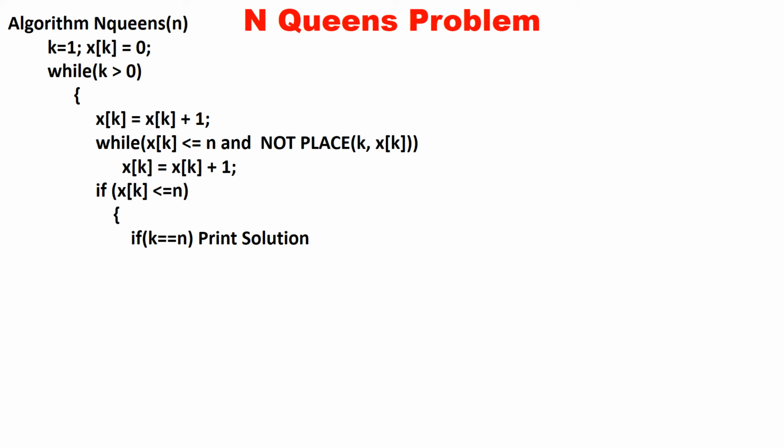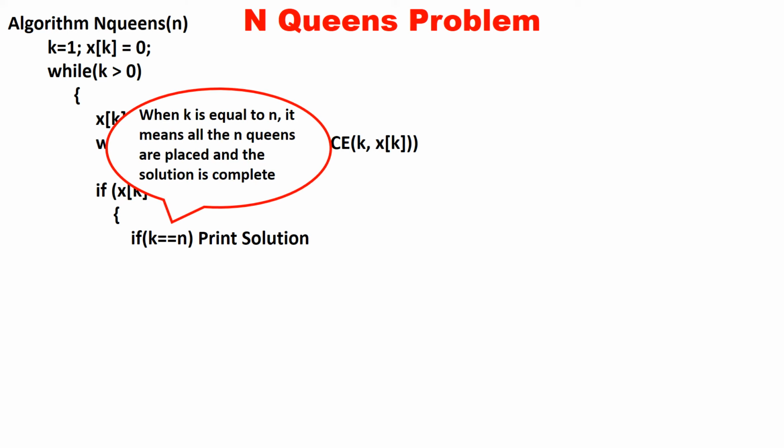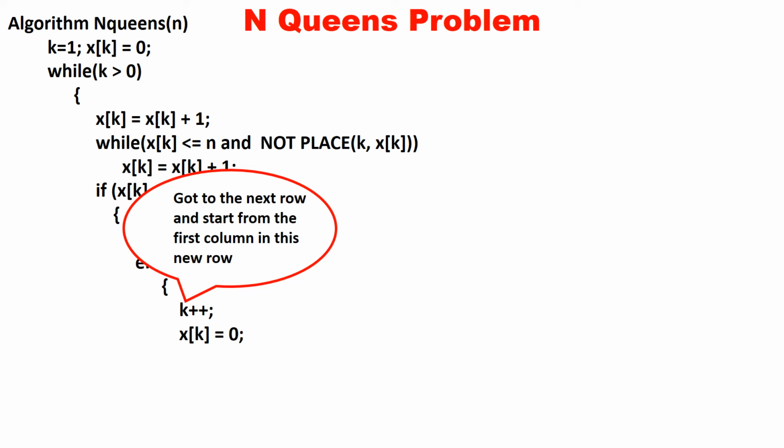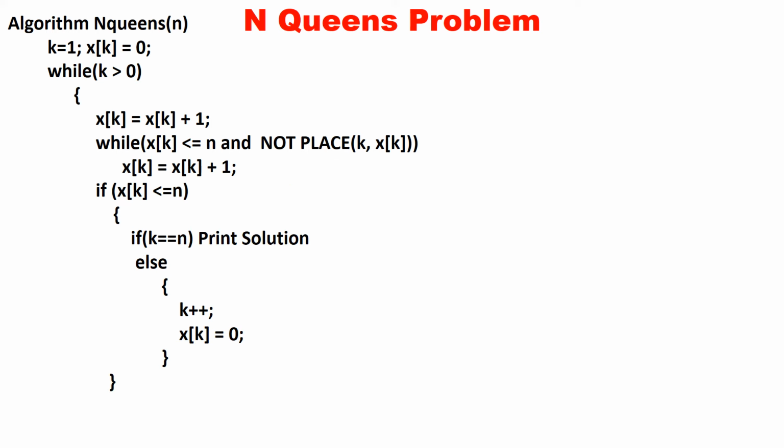Yes, we have found the column. If k is equal to n, meaning we are trying to place the nth queen, the last queen, it means we have got the solution, therefore print the solution. When k is equal to n, all the n queens are placed and the solution is complete. Yes, very good, print the solution. Otherwise, if k is not equal to n, you have placed a queen in the kth row, so you have to go to the next row, therefore increment k. Yes, k plus plus. Not only incrementing k, you have to make the column start from the first position. For that, x of k is equal to 0, and the immediate statement of the while loop will make it 1. So this is going to the next row, starting from the first column in this next row. Very good.